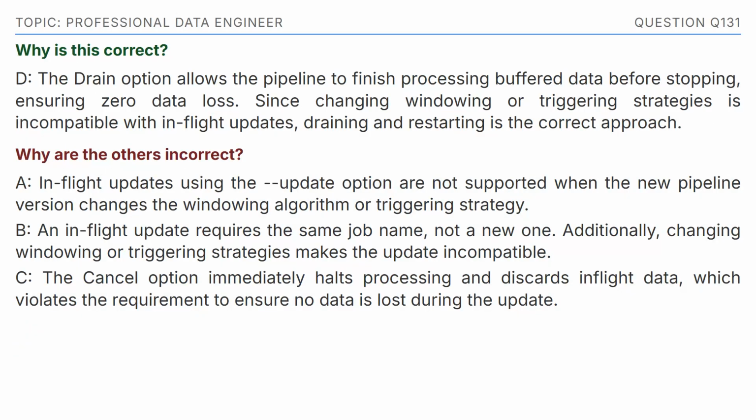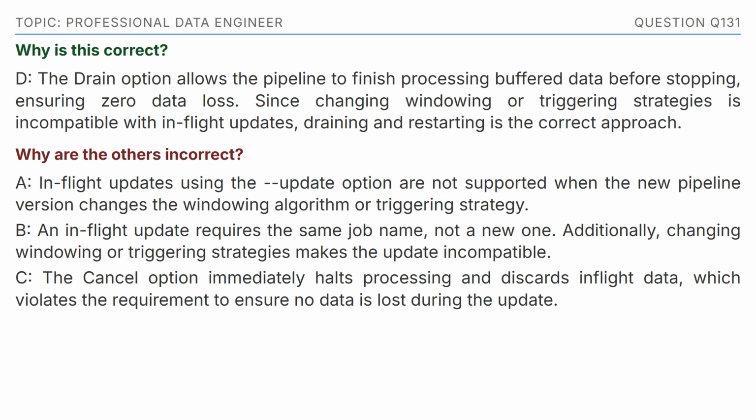Why is this correct? D. The drain option allows the pipeline to finish processing buffered data before stopping, ensuring zero data loss. Since changing windowing or triggering strategies is incompatible with in-flight updates, draining and restarting is the correct approach. Why are the others incorrect?